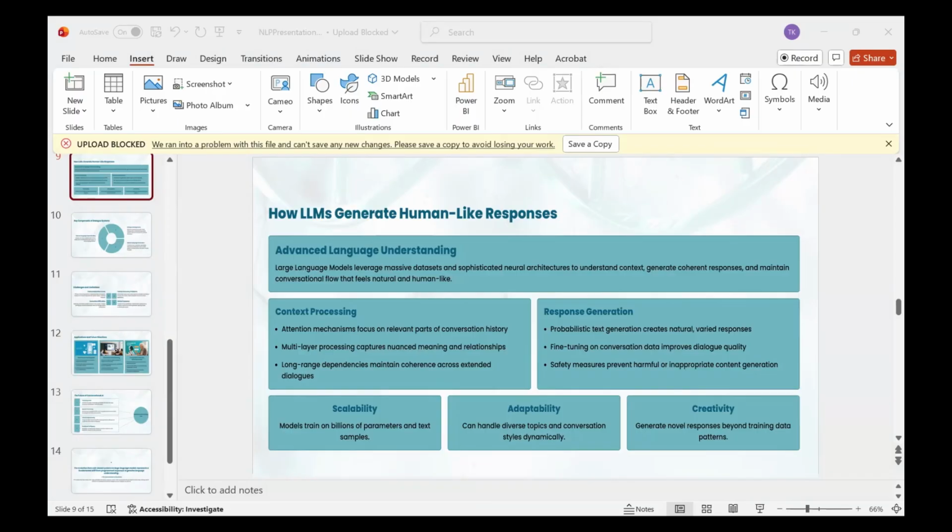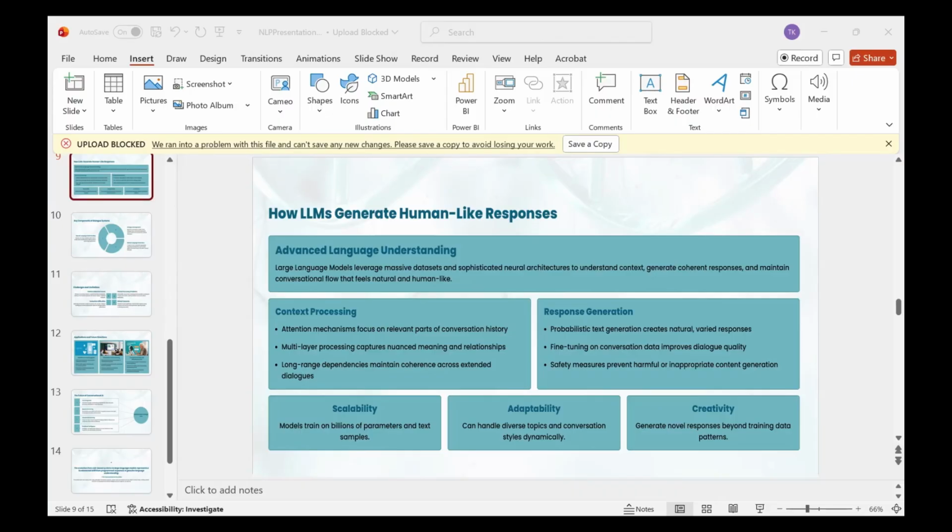Next, processing the conversation, the context and response. They use an attention mechanism to focus on the important parts of the chat history. They capture subtle meaning and maintain coherence even across long conversations. And the next thing is generating variety. They predict the most natural-sounding next word, allowing them to create varied and non-repetitive responses.